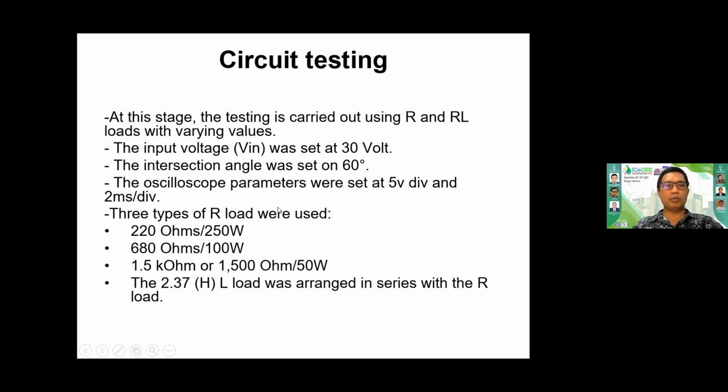We use 3 types of R load: 220 ohms, 680 ohms, and 1.5 kilo ohms. And the last, we also use an L load, and the value is 2.37 Henry. This load is arranged in series with the R load.